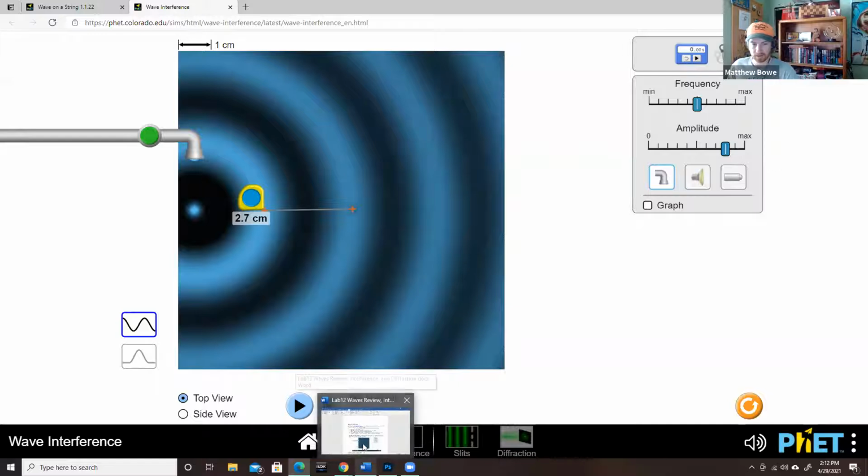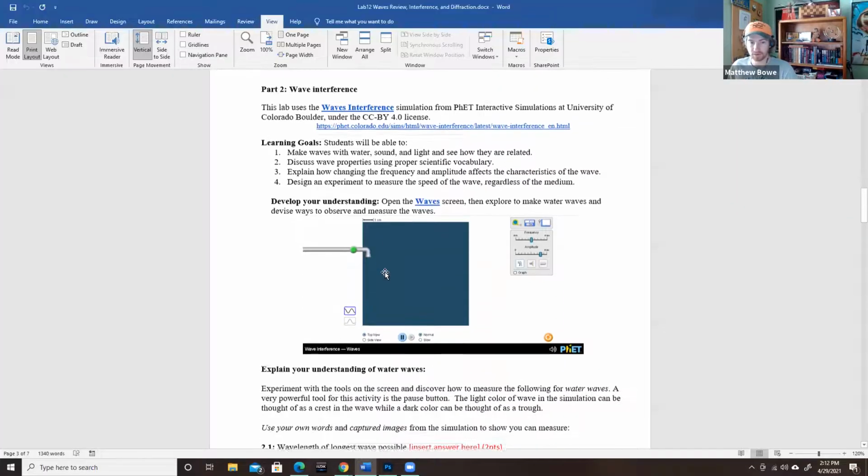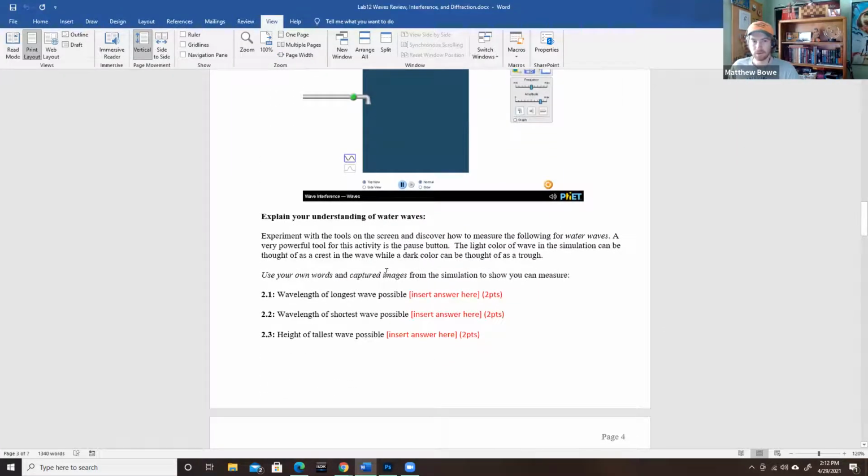Let's look at what we're doing here. We're going to find the wavelength of the longest wave possible or the shortest wave possible. So how can you change those? Well, we have those controls at the top. We're also going to need to know the height of the tallest wave possible. So let's go back.